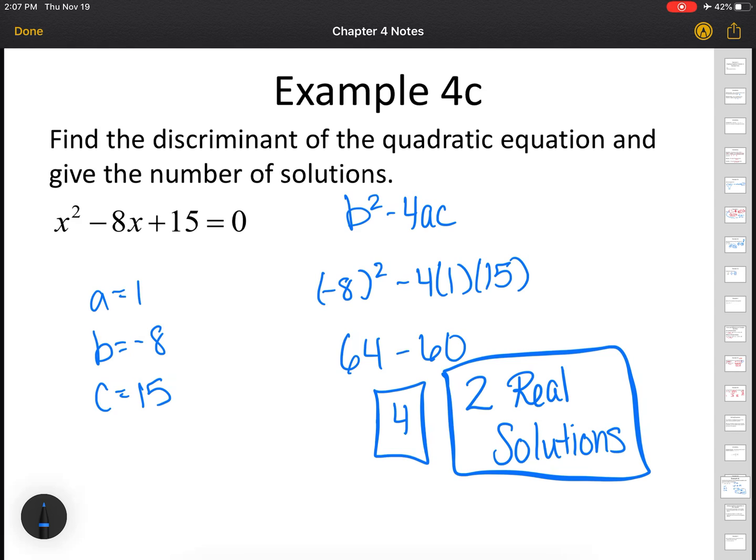So this is how you can use the discriminant to tell, before you even graph it or solve for x, how many and what type of solutions there are going to be, and how it's going to look on that graph before you actually go to graph it.